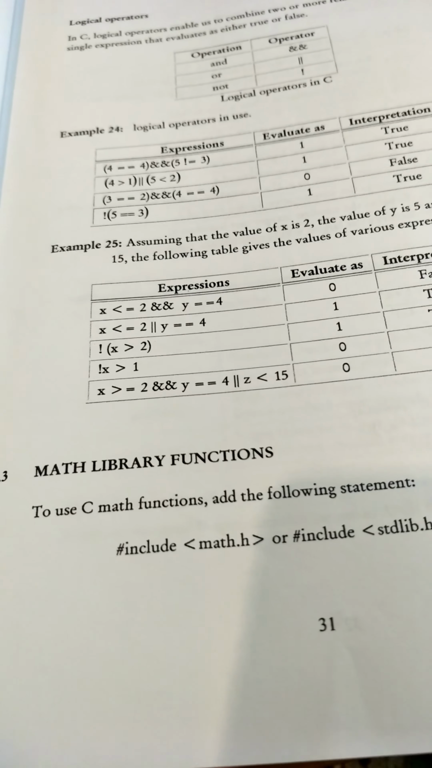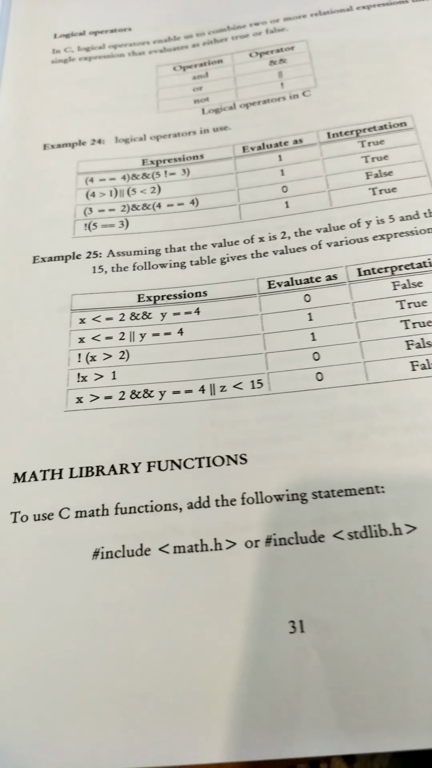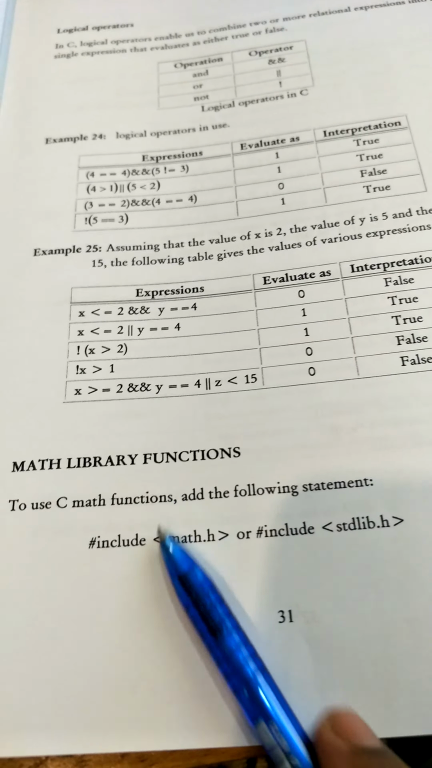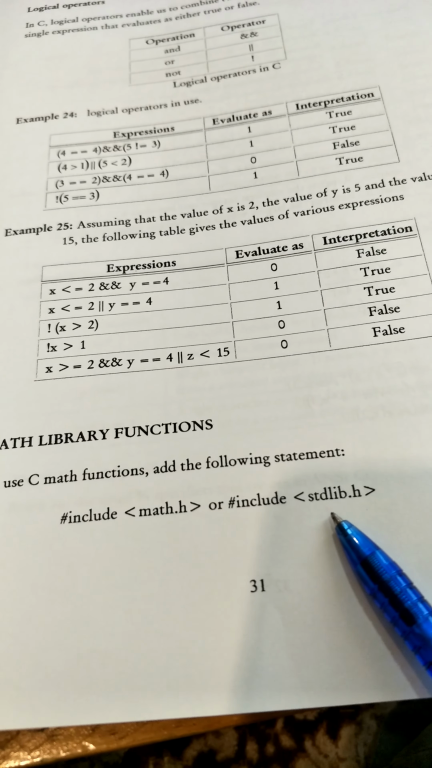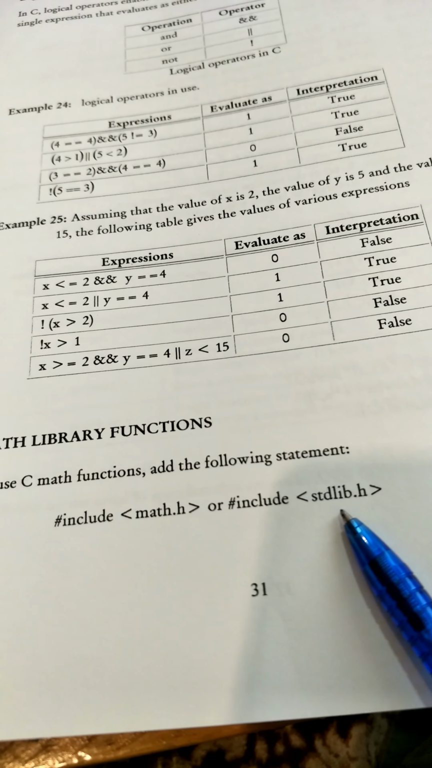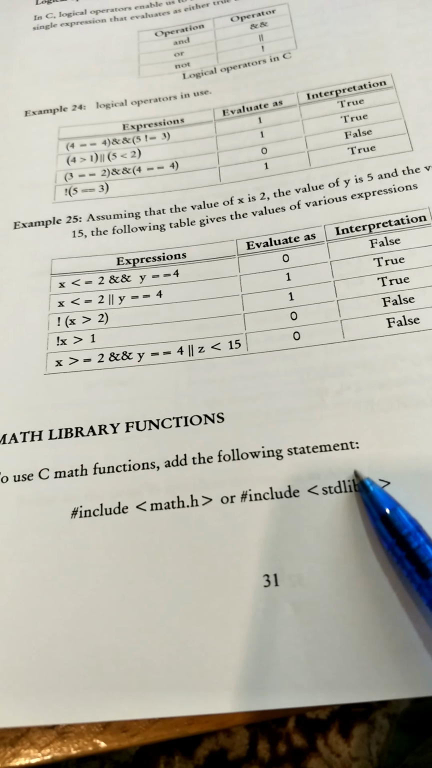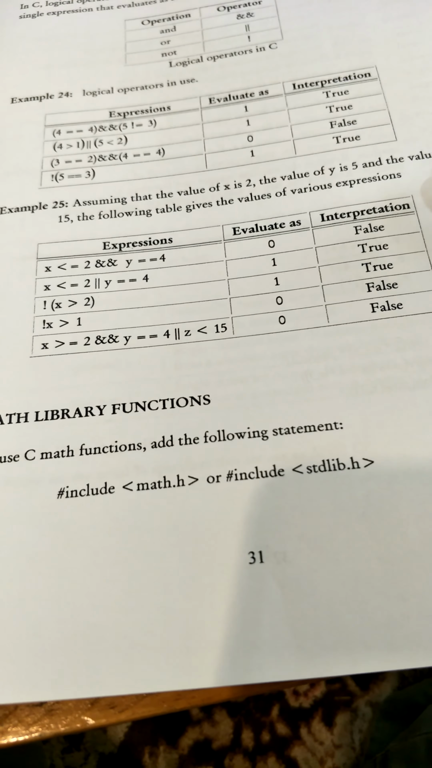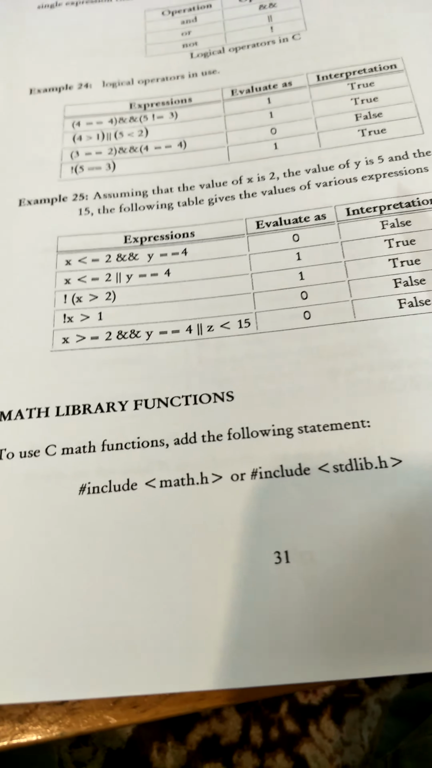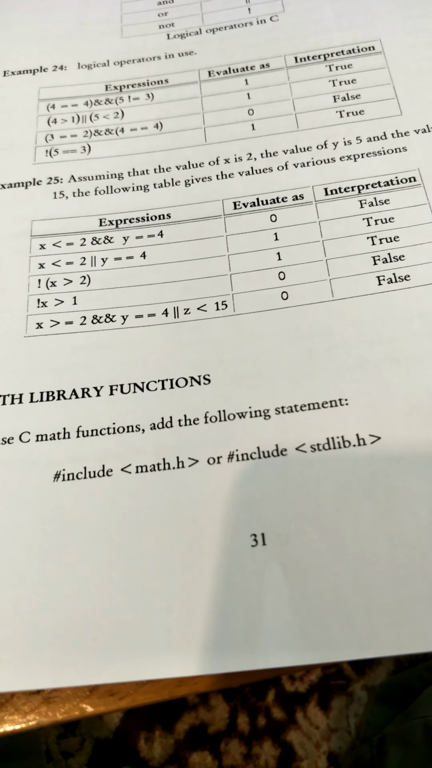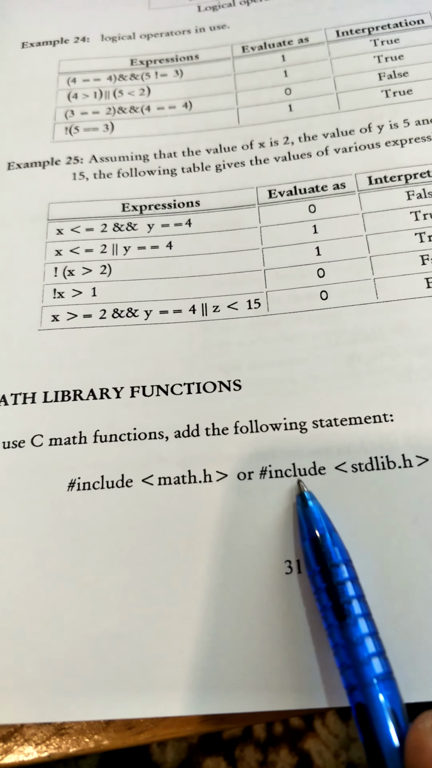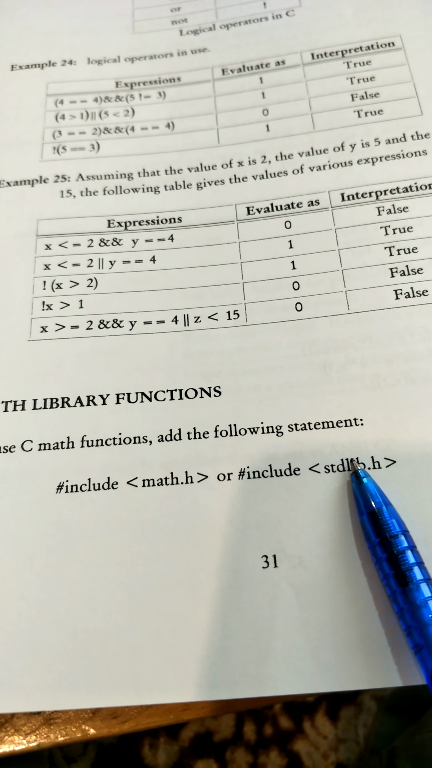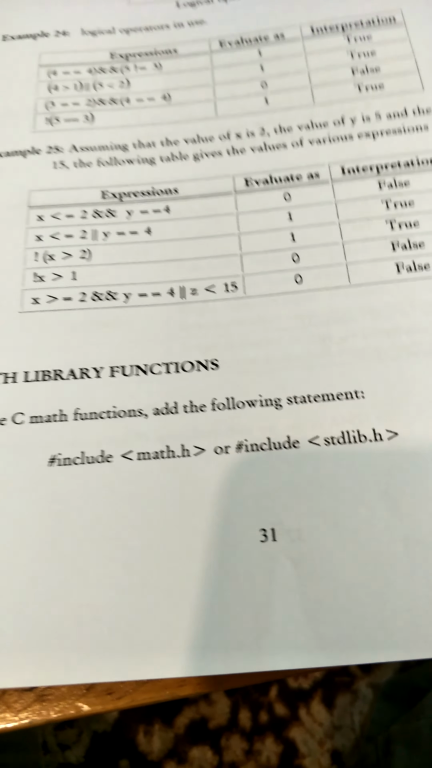Next, I go to the library function. The use of include math.h, include standard IO, or standard library. So here we have the standard library, stdlib. You can put this at the beginning of your program. I have explained to you what math is, what standard IO is, and standard library means the library or the functions that are already built into C.